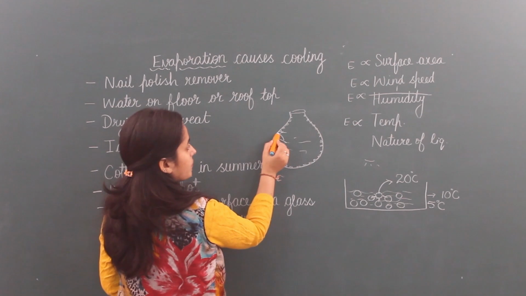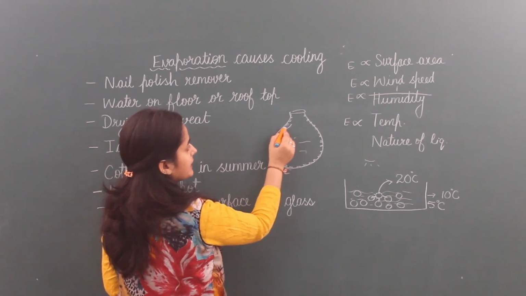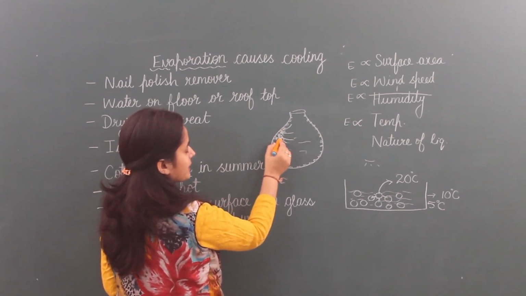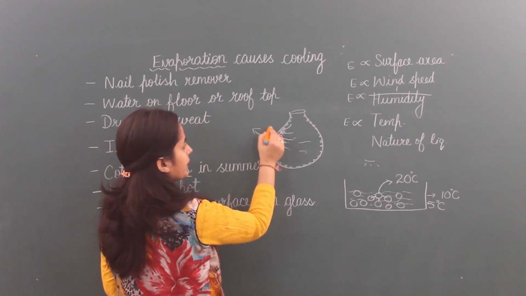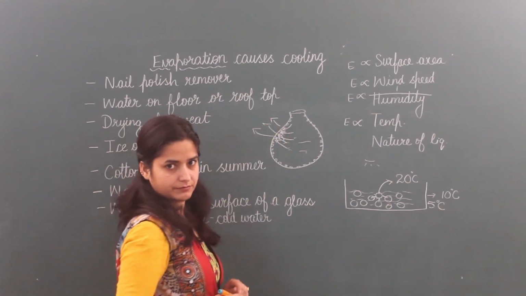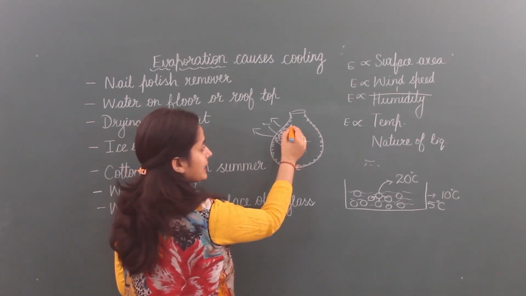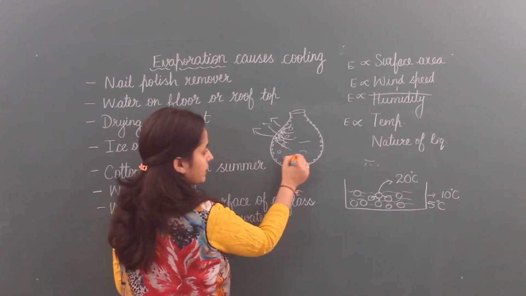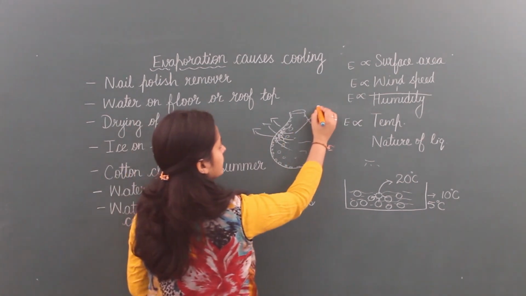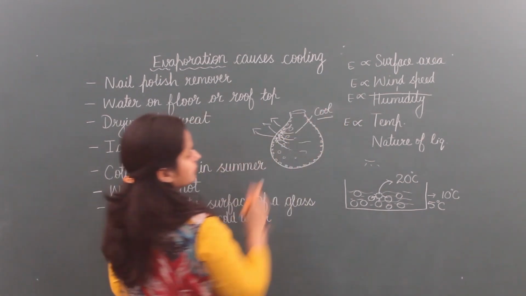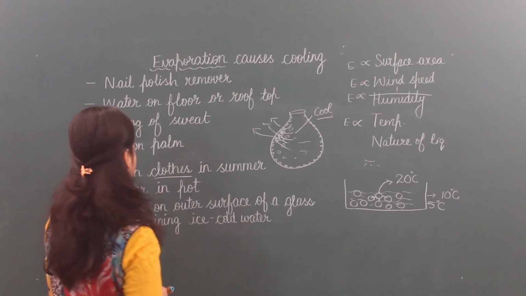Then these water particles take latent heat, take heat from inside the water, to get evaporated towards the outside. This way these particles reduce the temperature of the surrounding water particles and the water gets cool. That's why we use this.